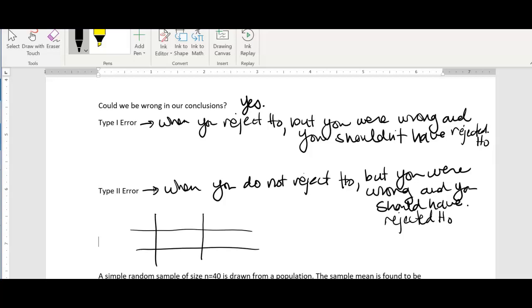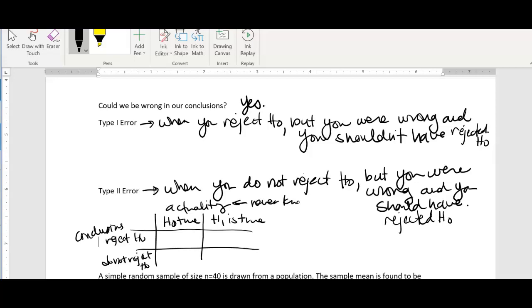So in your conclusions, are you going to be rejecting H naught or not rejecting H naught? And then we have, in actuality, H naught is true and H1 is true. In actuality, we never actually know this. So there's always a chance that we are wrong because we don't actually know what's happening in actuality. All we have is the sample information, okay?